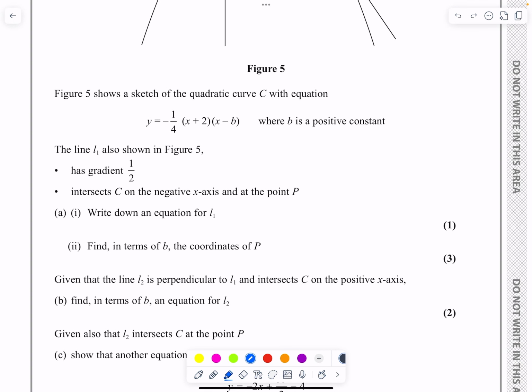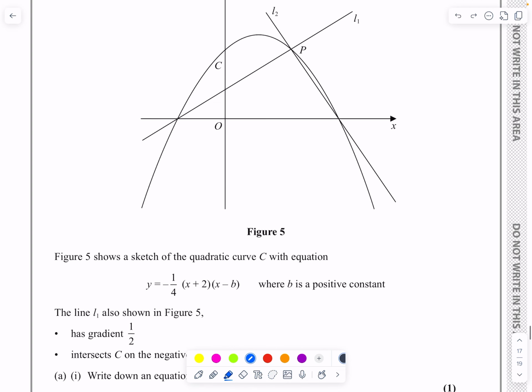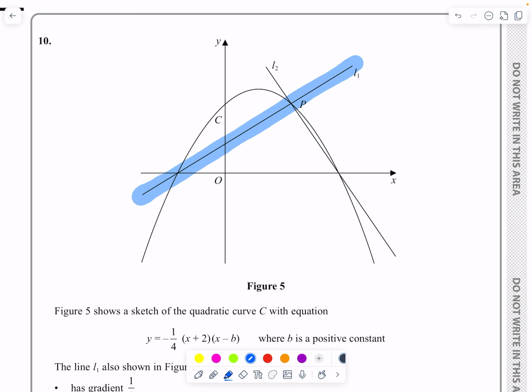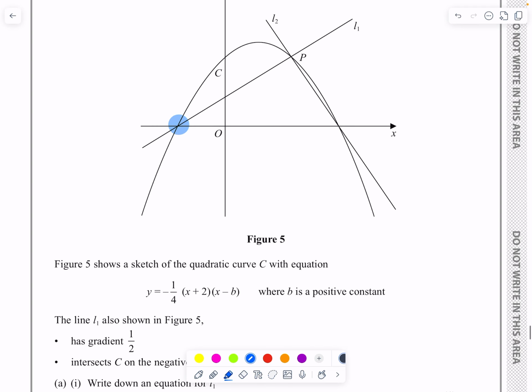Part 1 says, write down the equation for L1. So I'm going to try and find the equation of this line. If I want the equation of a straight line, it would be great if I knew the gradient, which I do, that's a half, and if I knew a point on the line. Now I know 2 points on the line, but it's actually this second one that's going to be more interesting to me, because I can see that that point there is also where this curve hits the x-axis. And if the curve hits the x-axis, then I know that's going to be when y equals 0, and I can use those two bits to try and work out what that's going to be. So let's have a look at all that.